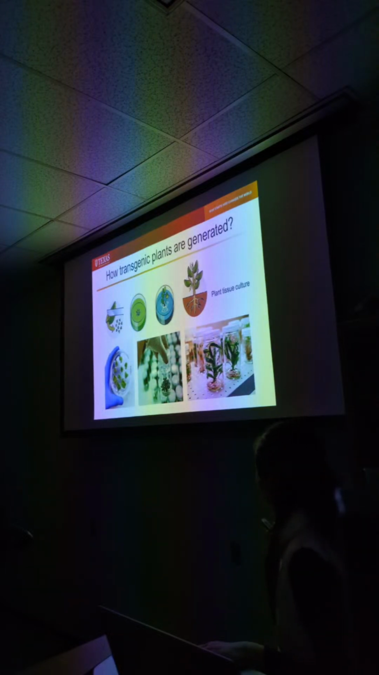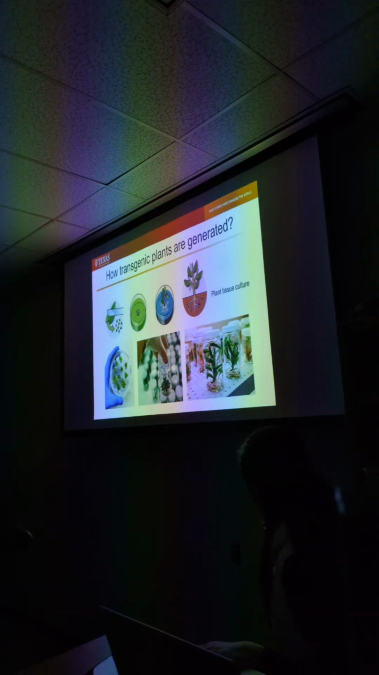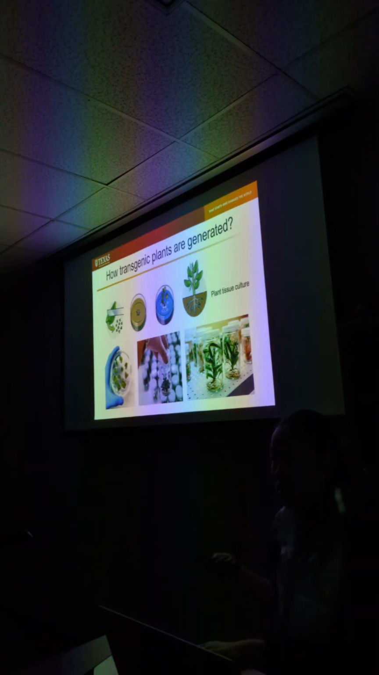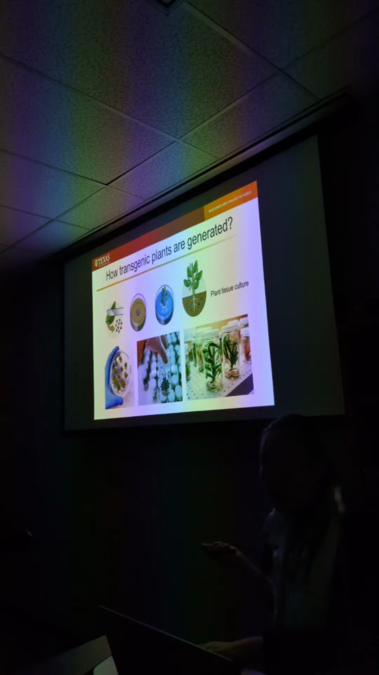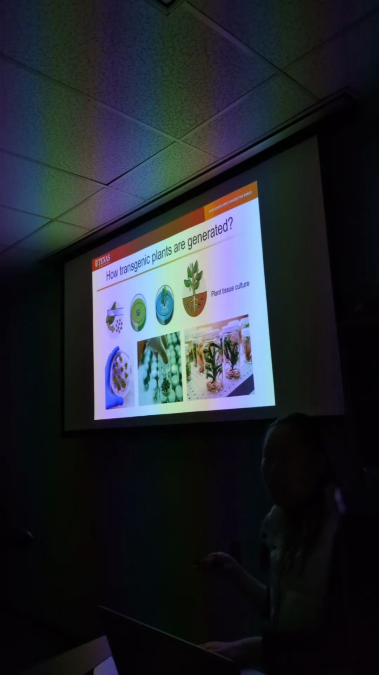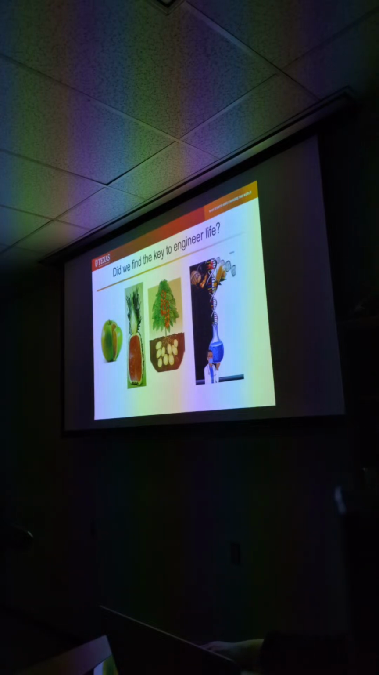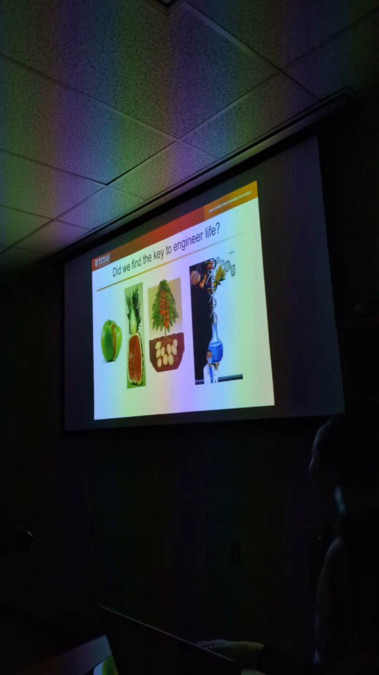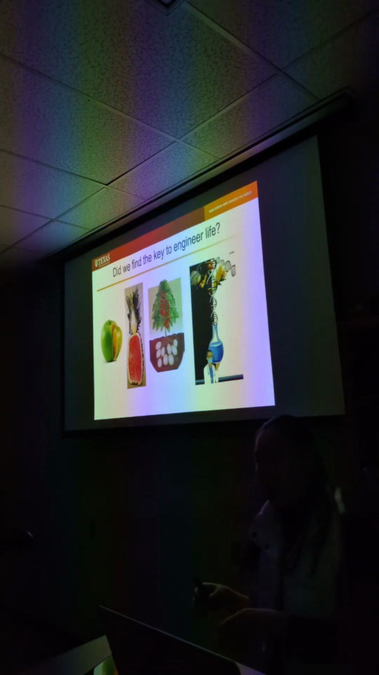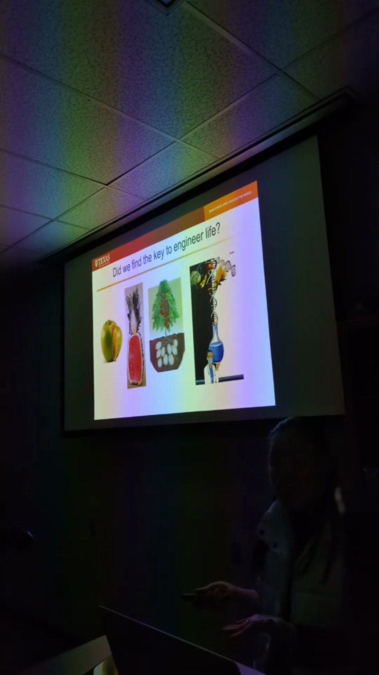Then they will grow into a whole plant in the container. And you can test if this plant is carrying the gene that you are interested in. If they are, then you can transplant them into the soil, let them grow, so you get the transgenic plants. So does this mean we found the key to engineer life? We can transfer a gene from one plant to another plant to give the transgenic plants a new trait.